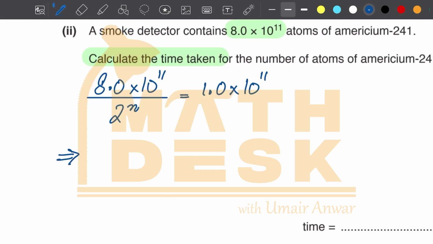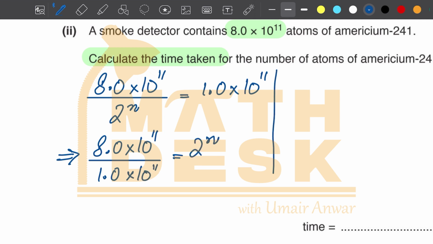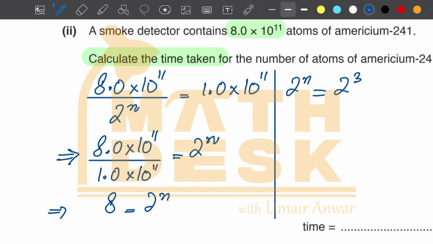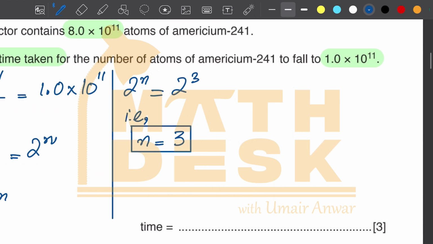Now to find out the number of half-lives, which is being represented by this small n, I would move 1.0 × 10^11 to the left side, and I would be moving 2^n to the right side. And when we divide it, we get the value of 8 equal to 2^n, which means 2^n is equal to 2^3. I'm converting 8 into a base of 2. Now if we equate the exponents or the powers on both sides, we get the value of n equal to 3, which shows that the number of half-lives here would be equal to 3.